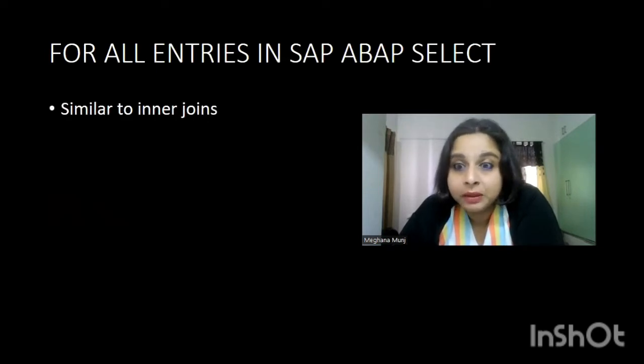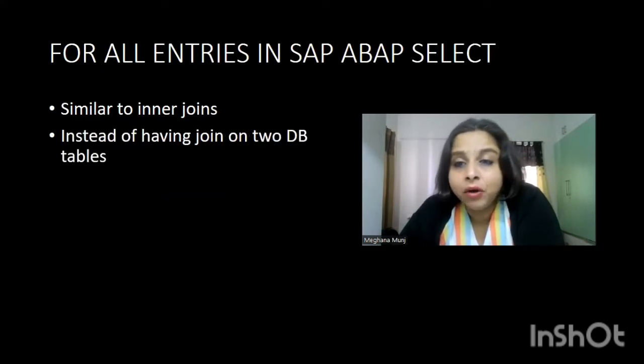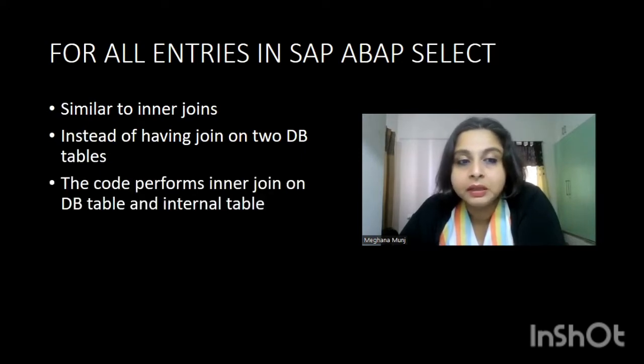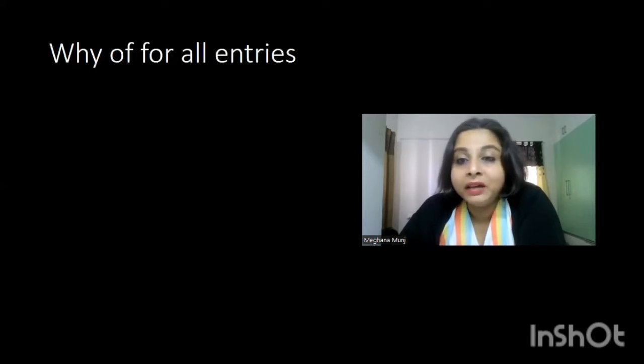Now, it is very similar to inner joins, which we discussed in my previous videos. What it does is, instead of having an inner join on two database tables, you have a join on a database table and an internal table by using FOR ALL ENTRIES. Now, the code performs a join on the database table and the internal table. Now, why FOR ALL ENTRIES?